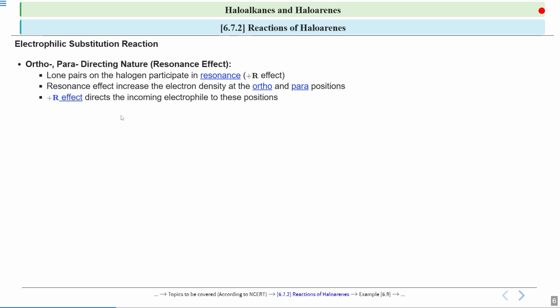The plus R effect directs the incoming electrophile to these positions. Due to this positive resonance effect, the electron density increases at the ortho and para positions. The incoming electrophile, which has fewer electrons, wants to attack a point where there are lots of electrons present. So due to the plus R effect and the increased electron density at the ortho and para positions, the incoming electrophile will attack or attach directly to these positions.